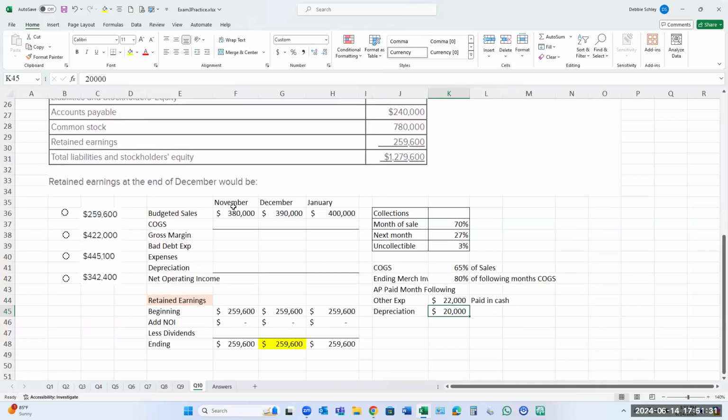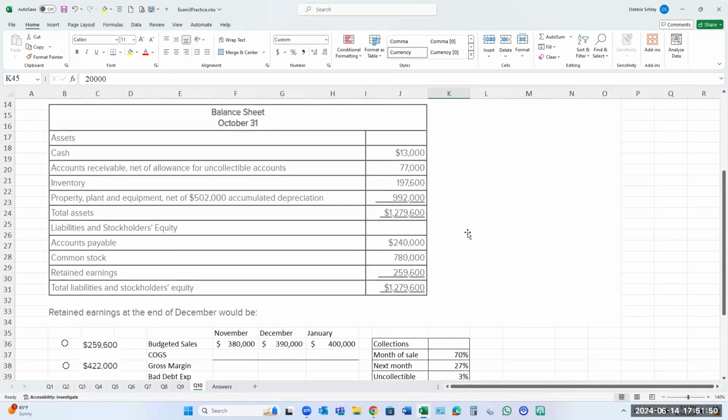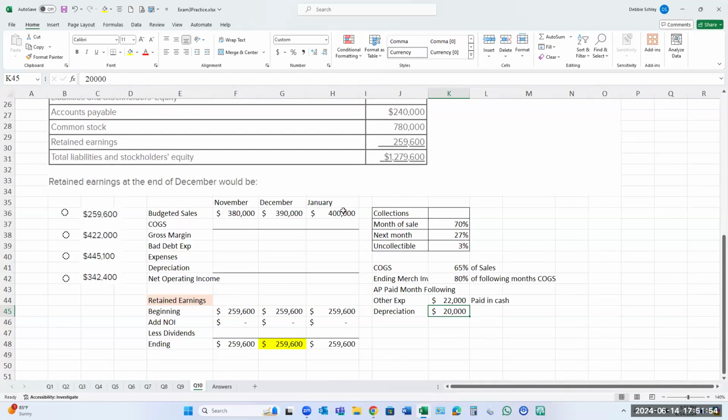Okay, we've got to figure out retained earnings. In order to do that, we're going to have to build a little income statement for each month. And they want it at the end of December because net income gets added to retained earnings. So I put down my budgeted sales, and there's my beginning retained earnings right there. So that's where I got the 295,600.